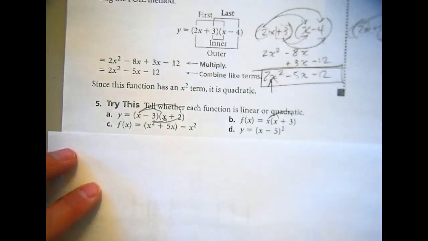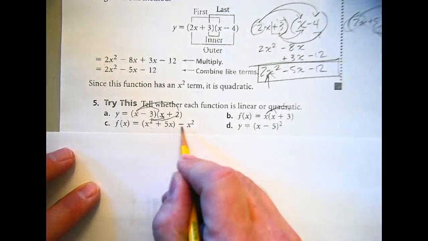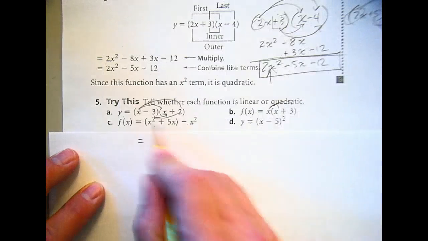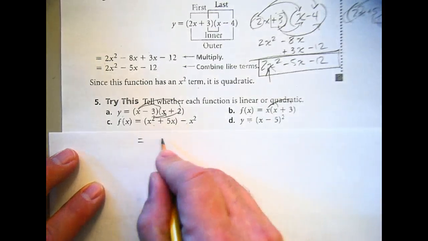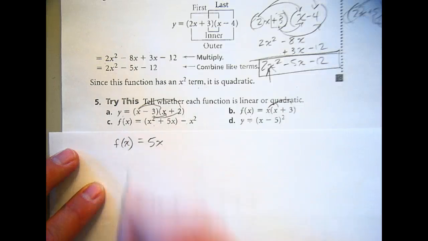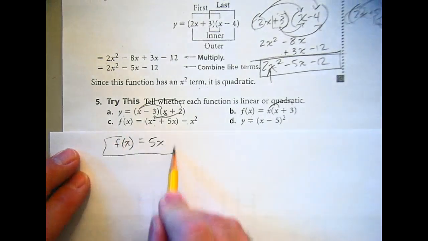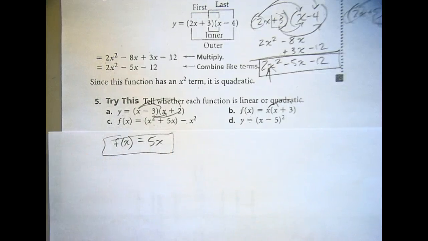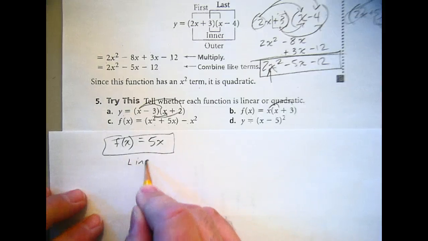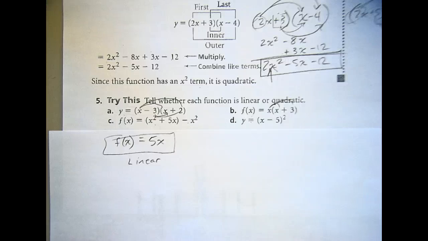Letter C. X squared plus 5x minus x squared. In this case, I don't have to multiply anything. X squared minus x squared is 0. Notice I just dropped the parentheses since there's nothing to distribute in. F of x equals 5x. How many got it? Okay. That, by the way, should be our only linear. Everything else is going to be quadratic in these.